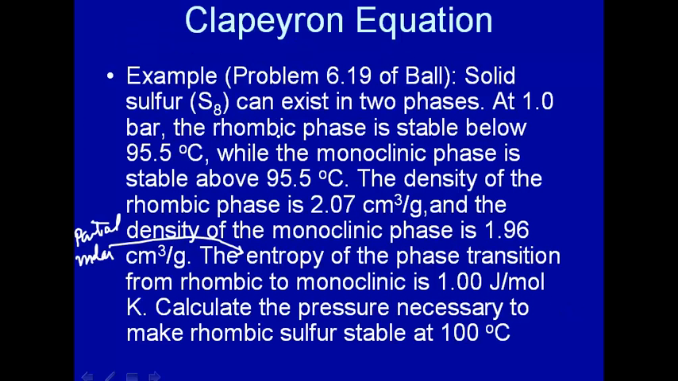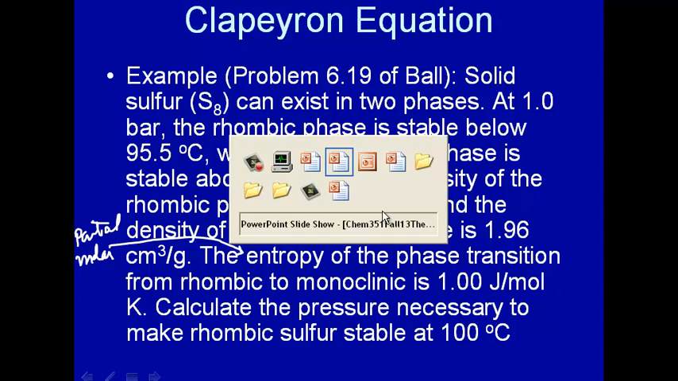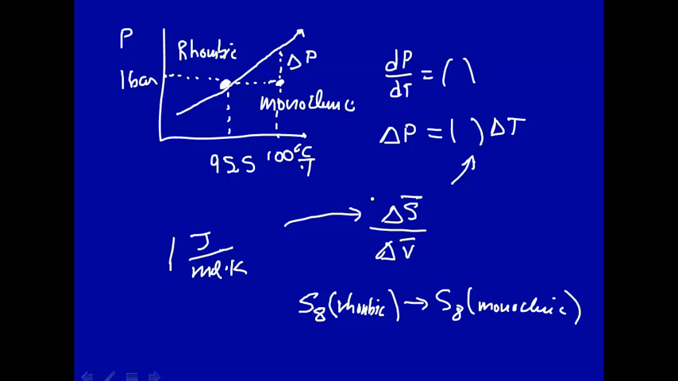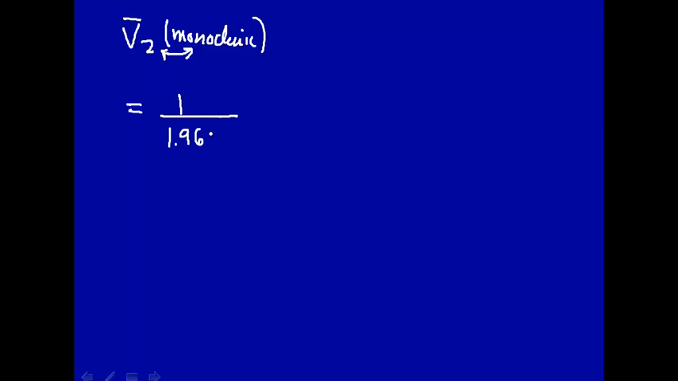So what are we given in the problem? We're given densities. Oh, that's interesting. That's the volume occupied by a gram, but the partial molar volume would be the volume occupied by a mole. Okay, so I think we got it. Again, V2 will correspond to the monoclinic. That is equal to 1 over the density, which is 1.96 gram per centimeter cubed. So this gives you how many centimeters cubed a gram occupies.